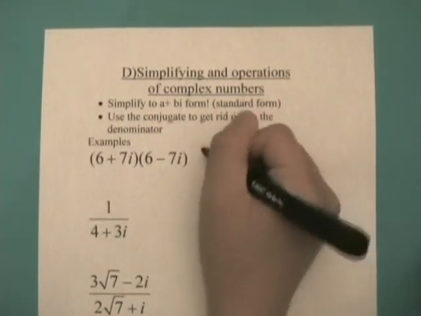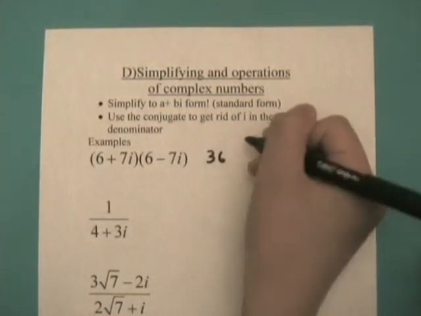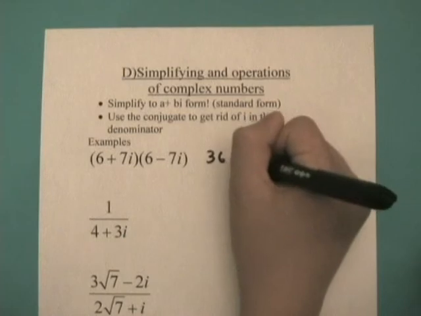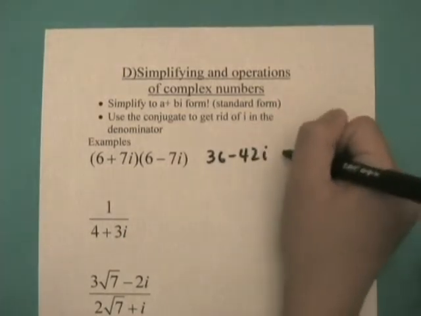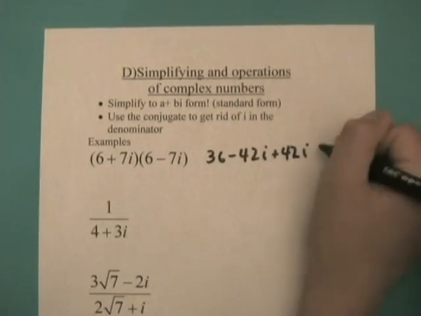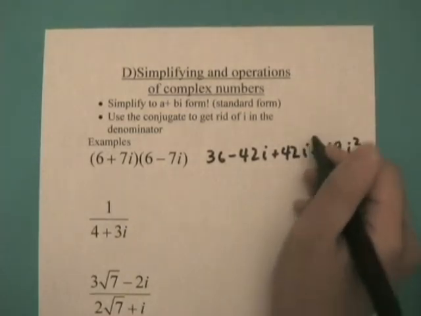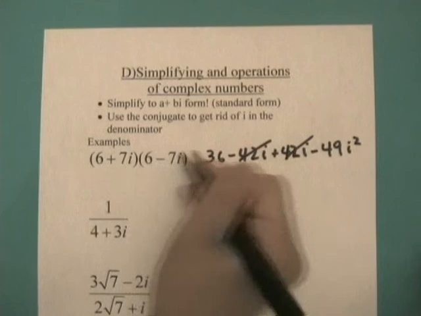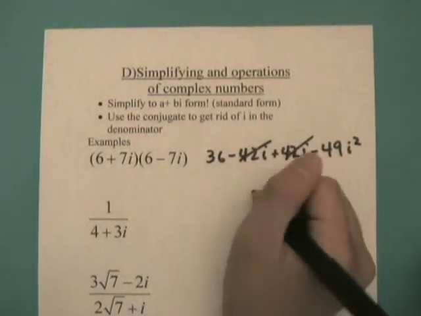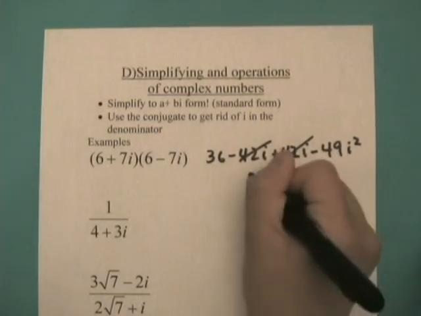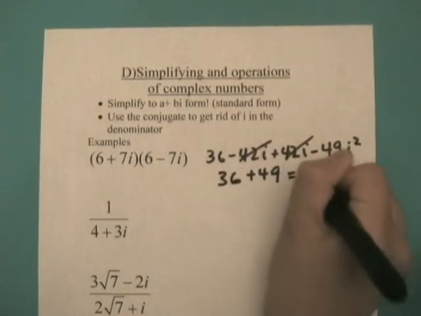So let's FOIL that. So 6 times 6 equals 36, and 6 times negative 7i is just negative 42i. 7i times 6 is plus 42i, and 7i times negative 7i is negative 49i squared. So we see that these two cancel out, so that's why we change the sign in the middle, so that we won't have any more i in the bottom, because i squared will turn into a negative 1, so that will just be plus 49. So that equals 85.